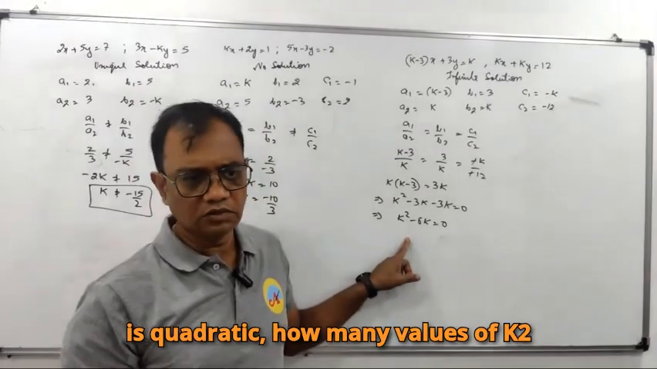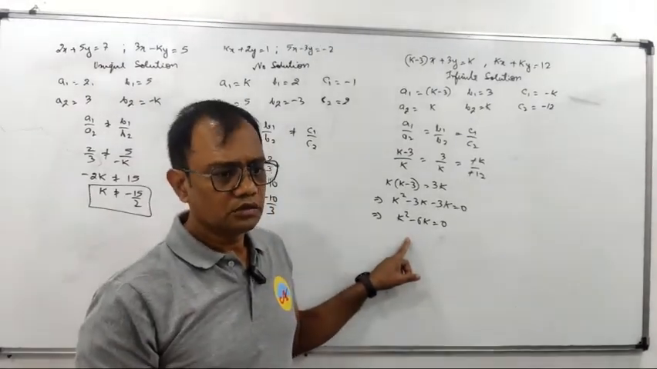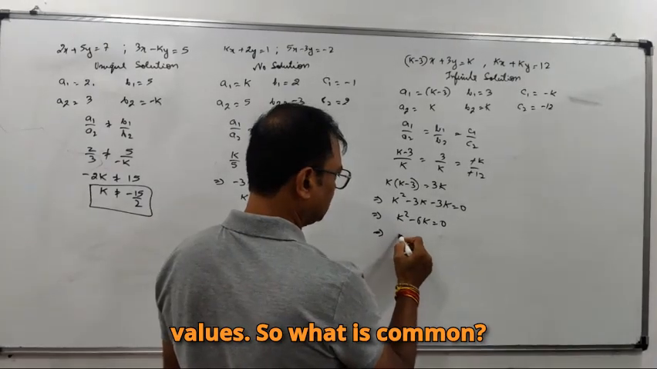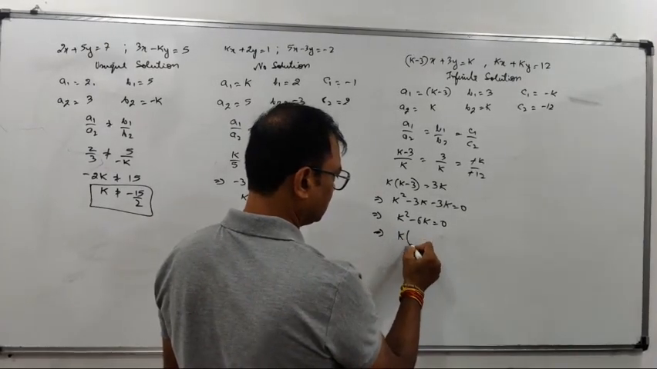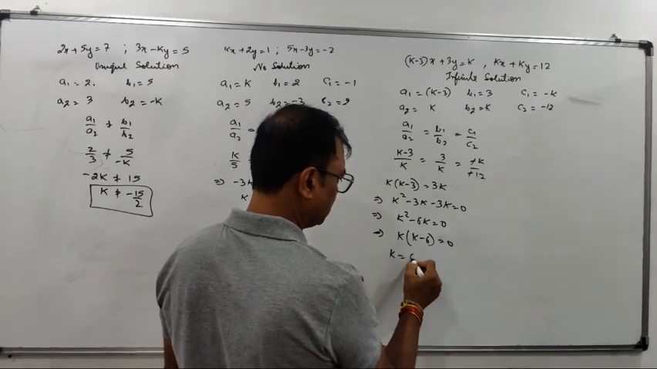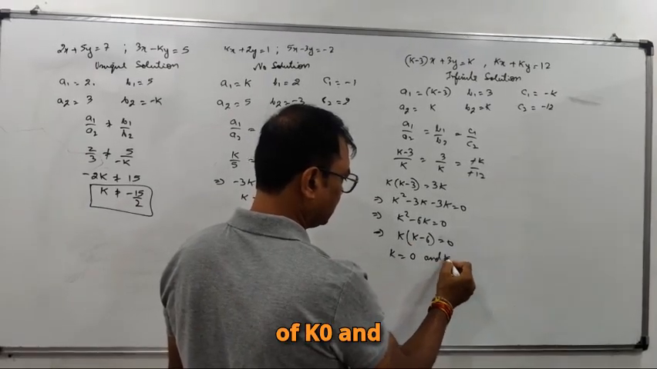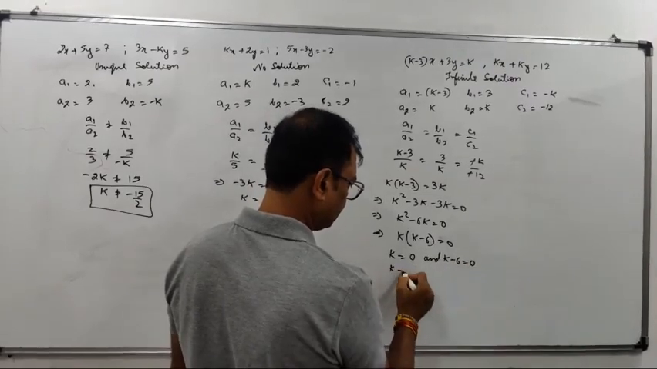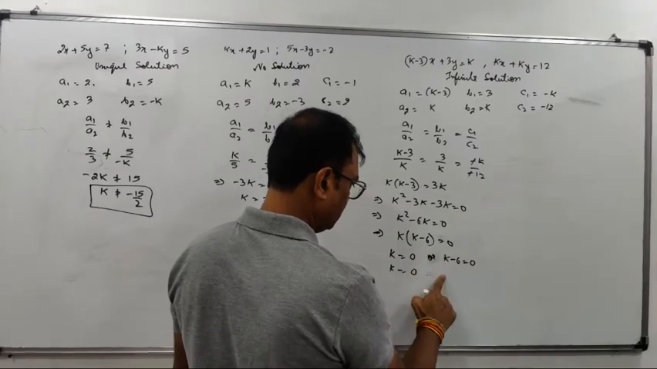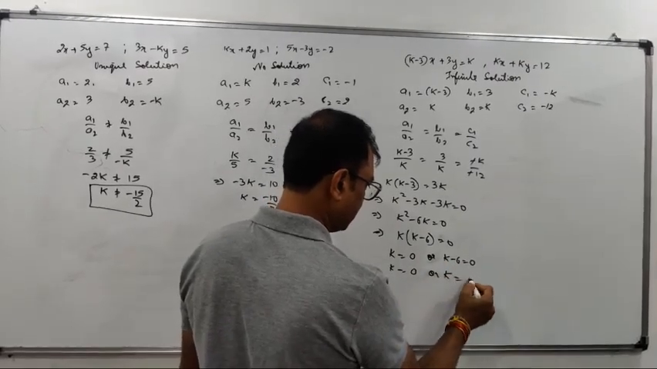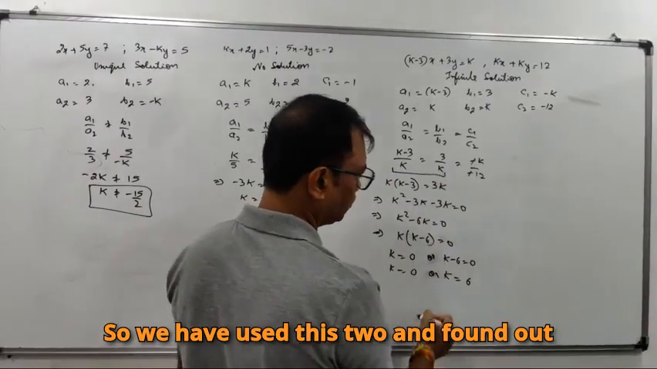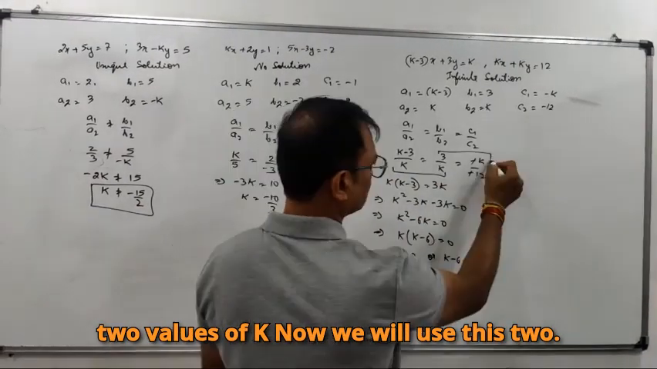If it is quadratic, how many values of k? 2 values. So what is common? k minus 6. So what are the values of k? k is 0 or 6. In fact it should be OR. So we have used these two and found out two values of k. Now we'll use these two.